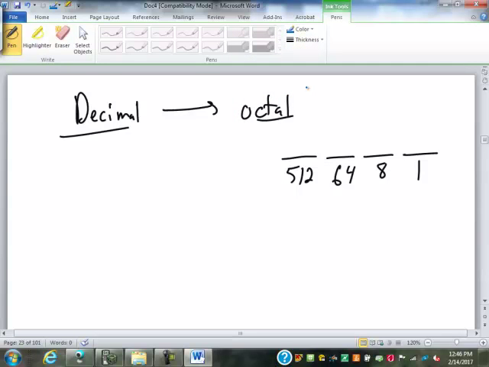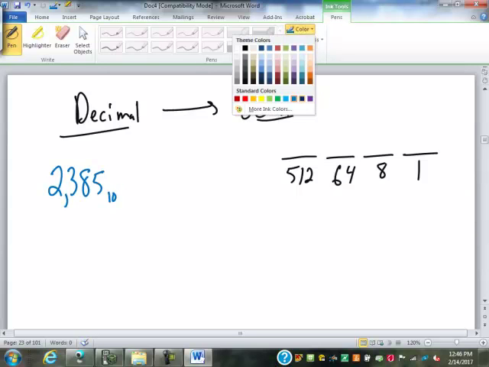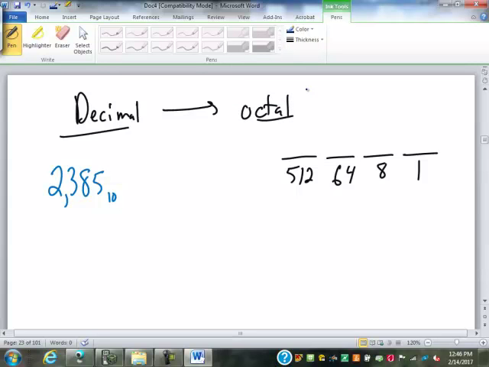Remember, our largest digit is 7, so if something goes into it more than 7 times, we've got to go up to a larger place value. So let's say we're given 2,385. This is base 10, and we want to convert it to octal. So what we have to do is see how many times we can take each place value. Can we get 512 out of that? Sure. 2385 is bigger than 512. So we're going to divide by 512.